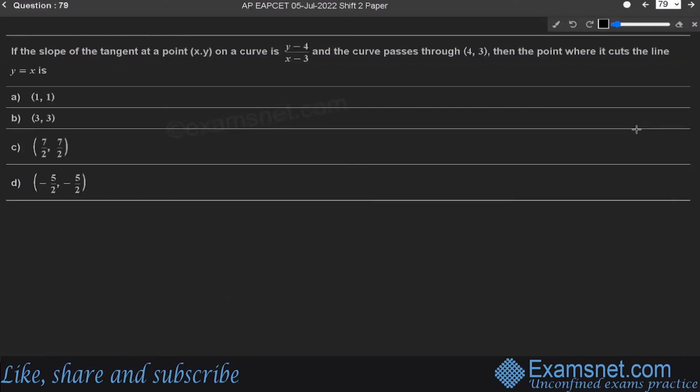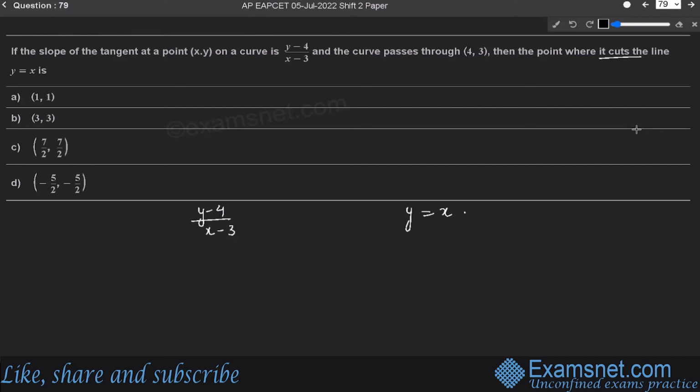Next question is a very interesting question. If the slope of the tangent at a point x comma y on a curve is y minus 4 upon x minus 3 and the curve passes through 4 comma 3, then the point where it cuts the line y is equal to x is. Here you can see that y is equal to x. So we have to find the required value of x and y which will satisfy this given curve. And since it cuts the line, the value should be equal to minus 1.